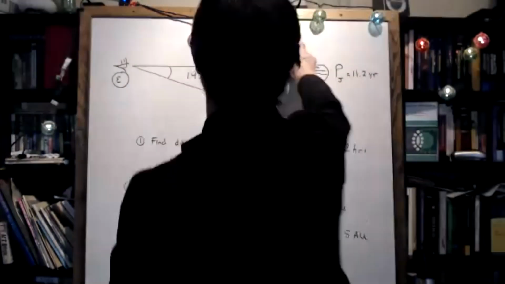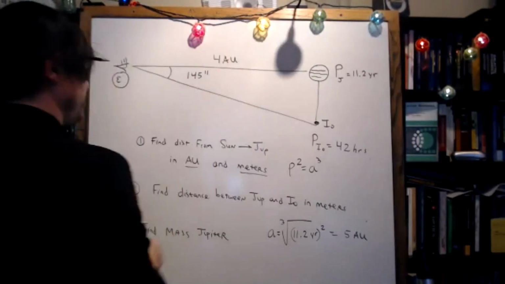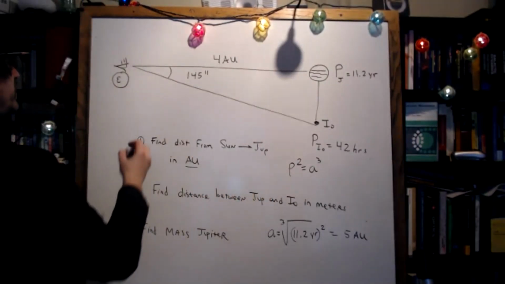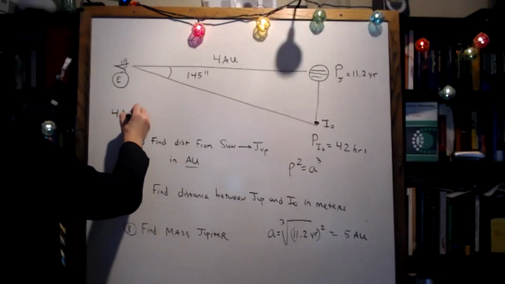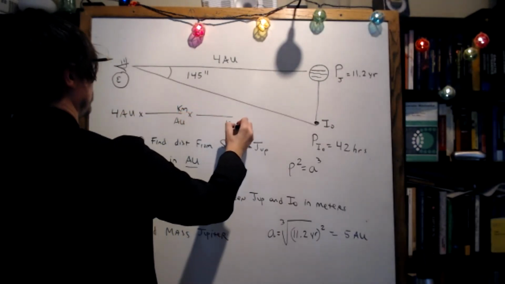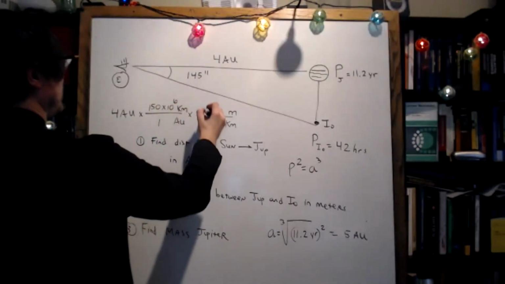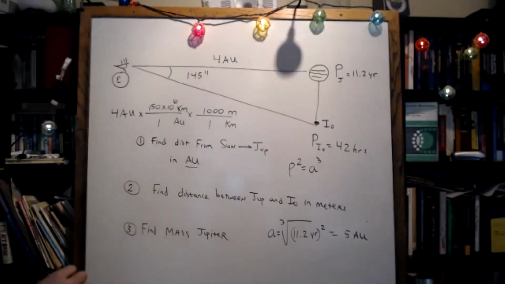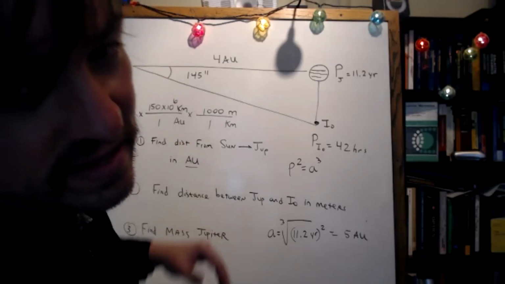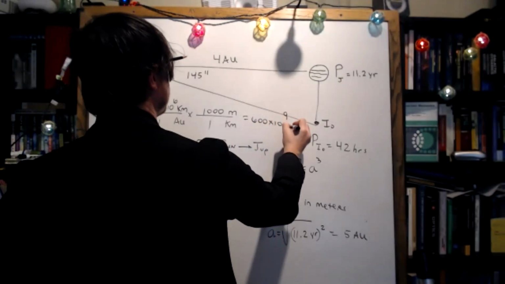Let's convert that to meters. Okay. To convert it to meters, we'll say 4 AU. AU go to kilometers. Kilometers go to meters. 1 AU is 150 million kilometers, 1,000 to 1. That's 150 billion. 150 times 4 is 600. That makes 600 billion meters.